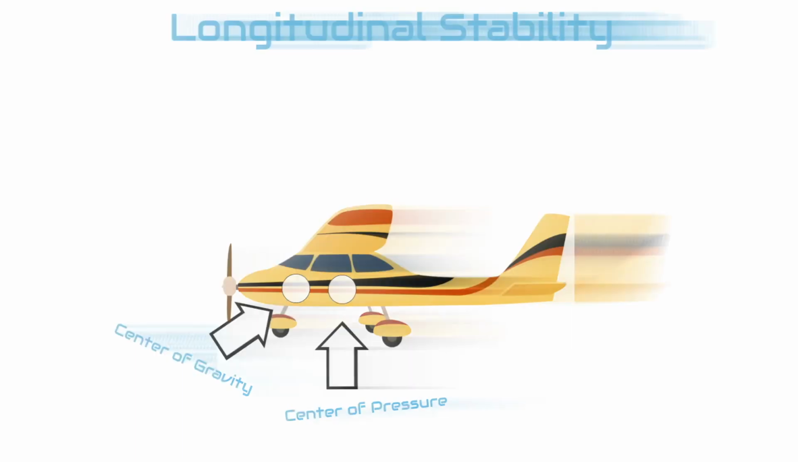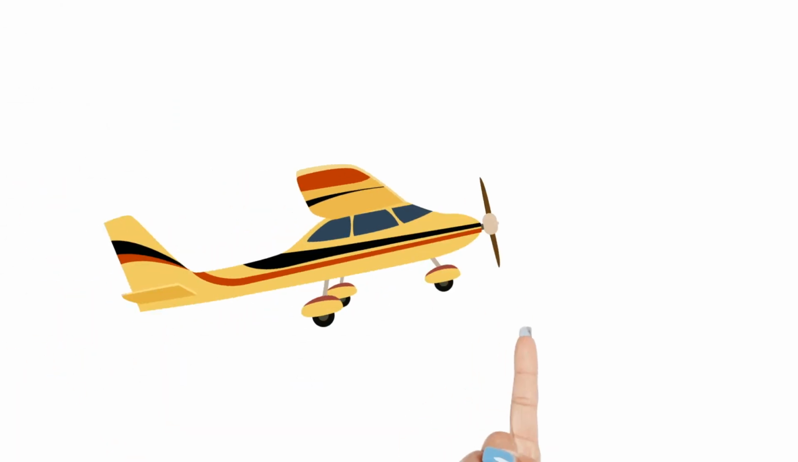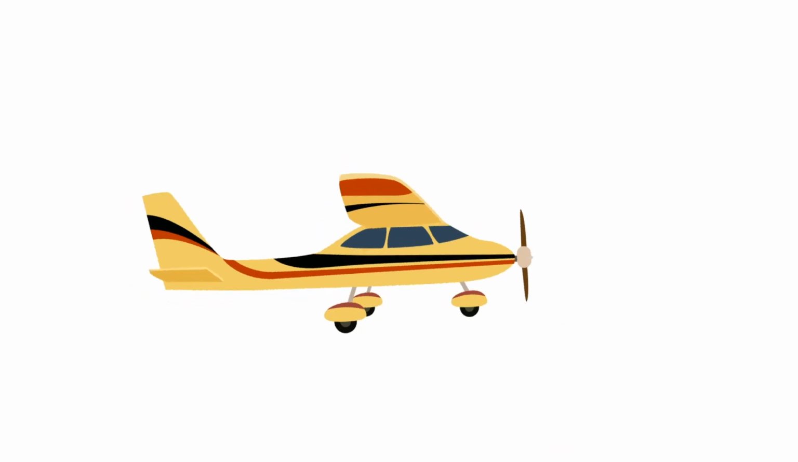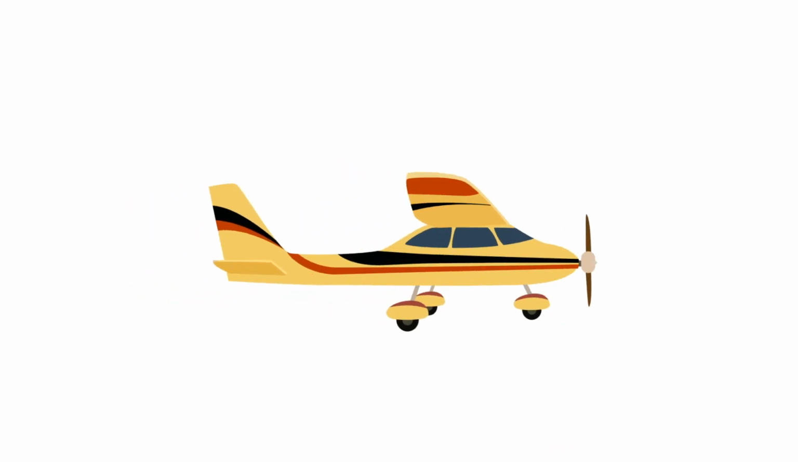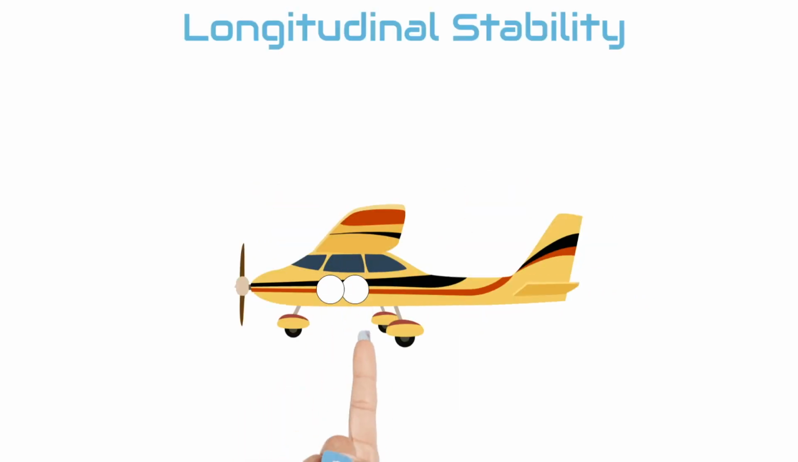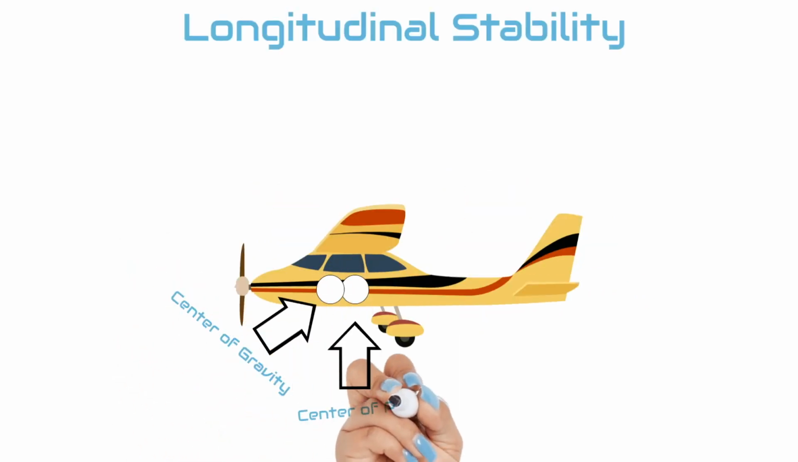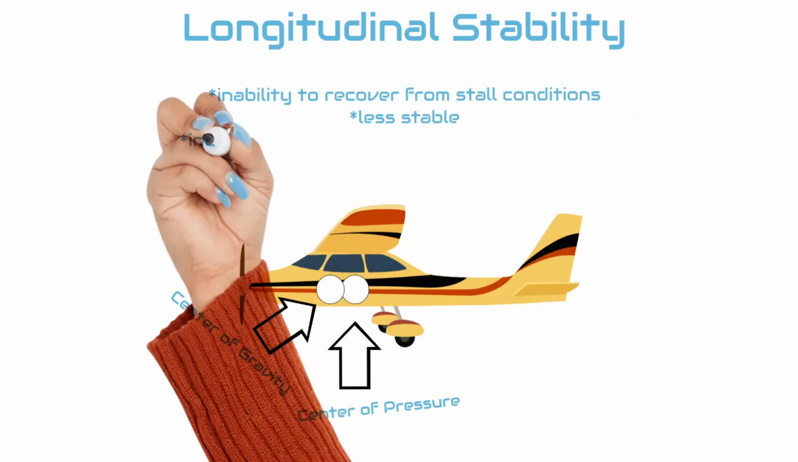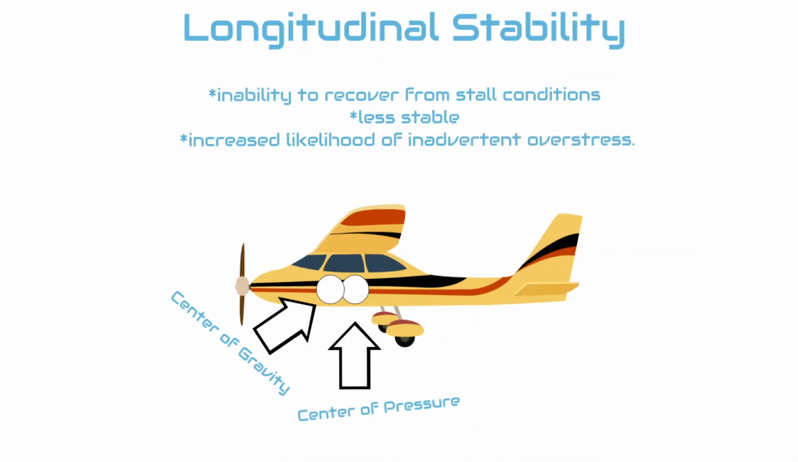This configuration ensures that when the aircraft experiences a disturbance, such as a gust of wind or a control input, the nose of the aircraft tends to pitch down, causing a restorative force that helps the aircraft return to its original attitude. When the CG is located at or rear of the aft CG limit, the airplane develops an inability to recover from stall conditions, becomes less stable, and has an increased likelihood of inadvertent overstress.